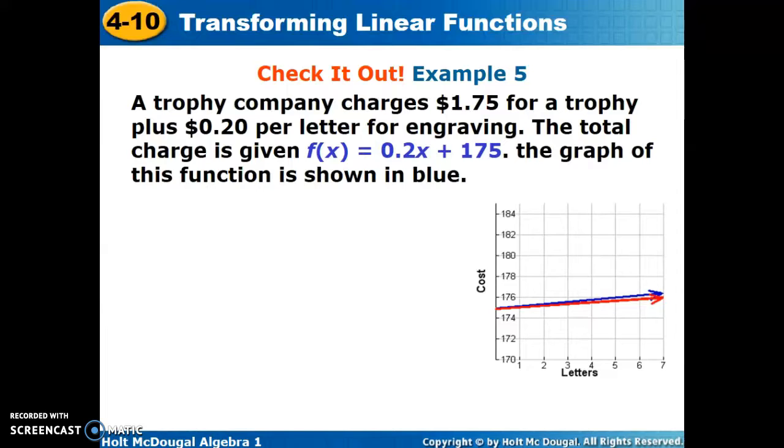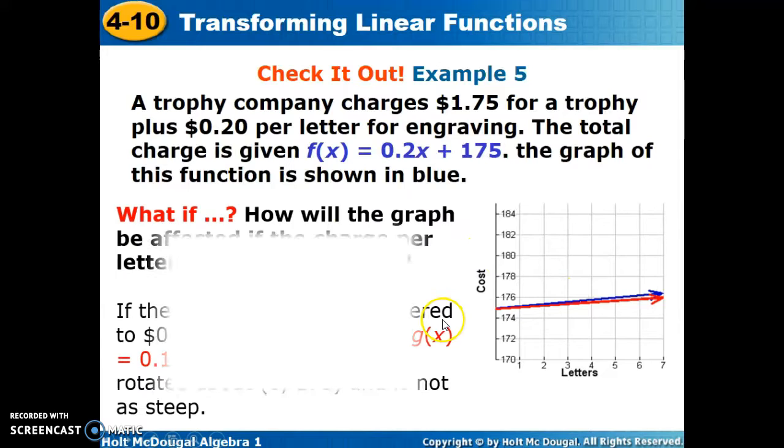Example 5, it says a trophy company charges $1.75 per trophy plus 20 cents per letter for engraving. The total charge is given as the function 0.2 times x, that's per letter, plus $1.75. And notice that 0.2 is 20 cents. They've changed $1.75 into cents as well by removing that decimal. So the graph in blue is our original function, 20 cents per letter, and $1.75 or 175 cents.